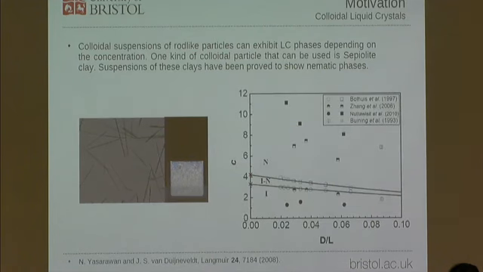This is some previous work. When we compare our results with Frenkel and Bolhuis results, this is a different concentration, different units. In the coexistence we get lower concentrations for the isotropic phase and higher concentrations for the nematic. This is the data of both Bolhuis and Frenkel, and the line here is just to guide the eye.